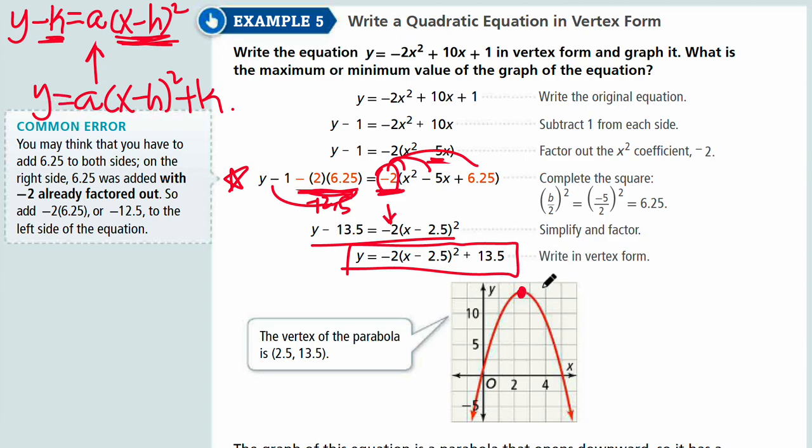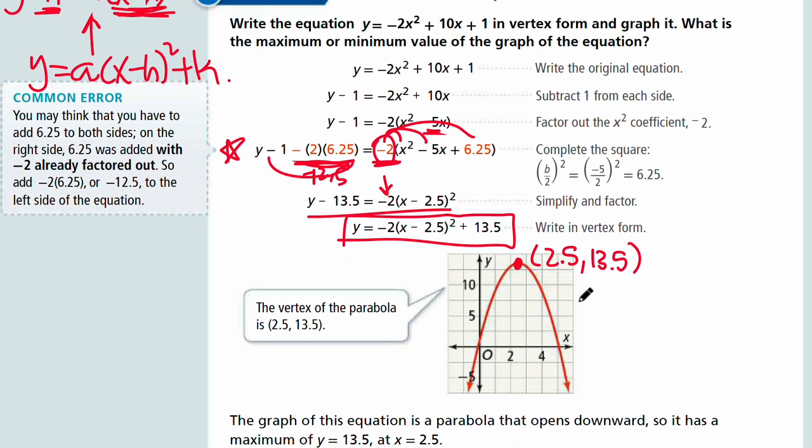And your vertex is right here, 2.5, comma 13.5. And then we know this is the maximum, so your maximum would be 13.5 when x is 2.5. y is 13.5, and that's your vertex. And then in order to graph them, you can figure out other points by plugging in numbers, okay? So you would plug in numbers and find a few other points and graph them.